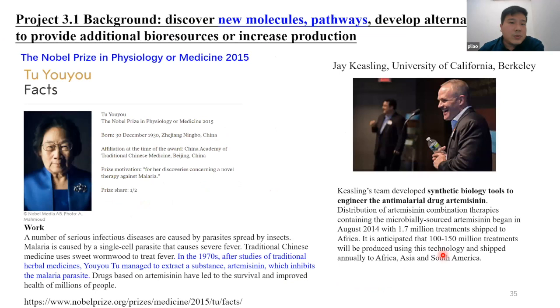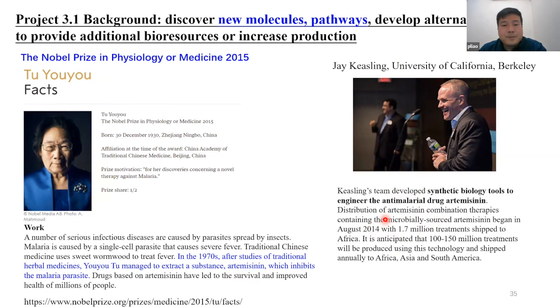So these are two previous examples. This is Tu Youyou, who got the Nobel Prize in Physiology or Medicine in 2015 for her findings on a way to extract the substance artemisinin. Artemisinin is also a kind of sesquiterpenoid, which inhibits the malaria parasite. This is Jay Keasling from the University of California, Berkeley. He used synthetic biology to reconstitute the biosynthetic pathway for artemisinin in yeast and produced the precursor of this compound, and this technique reached a commercial platform nearly 10 years ago.